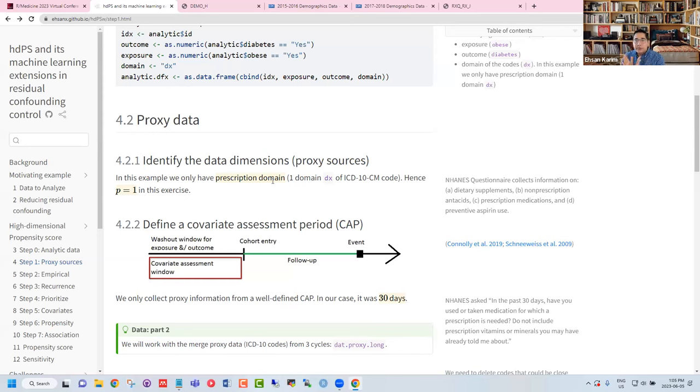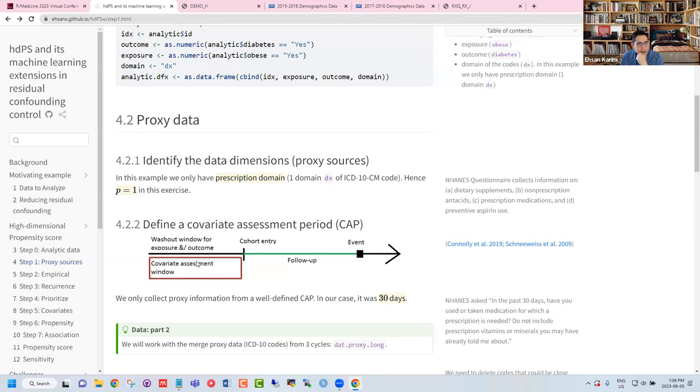But in a high dimensional propensity score algorithm, what we generally do is that we try to restrict the information of this proxy information, specifically in terms of the timeline. We do not take any information that was collected after the exposure. So all of this proxy information that we are collecting comes from before the exposure. In our enhanced data analysis, this was almost automatic because the proxy information was coming from the last 30 days.